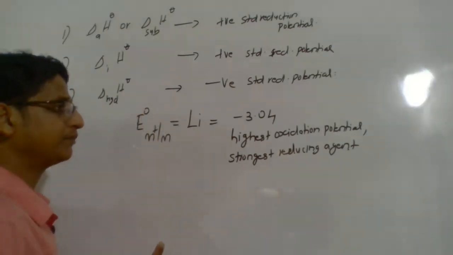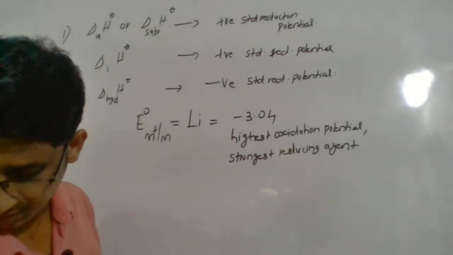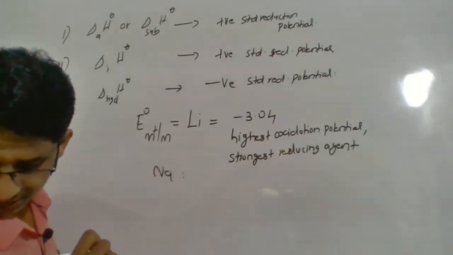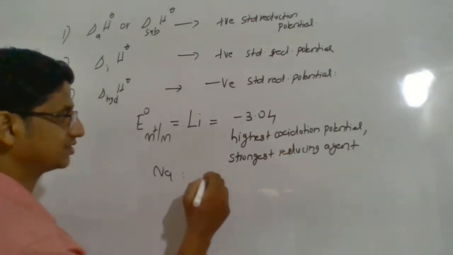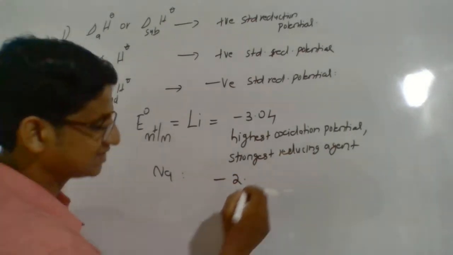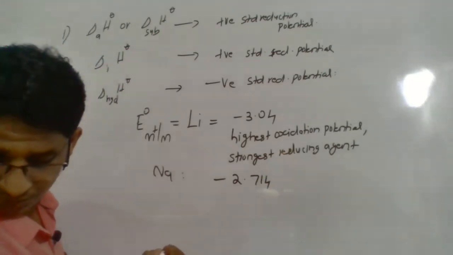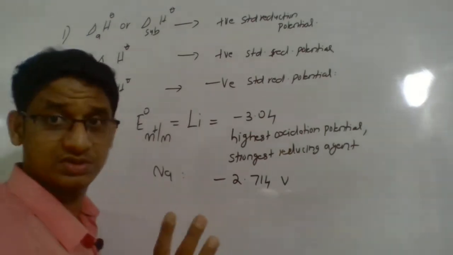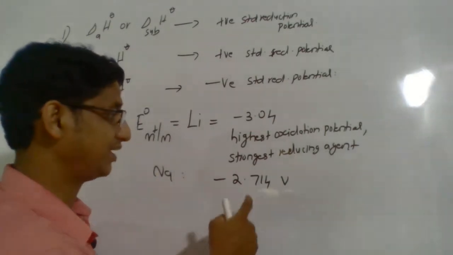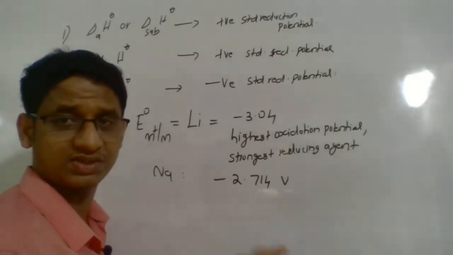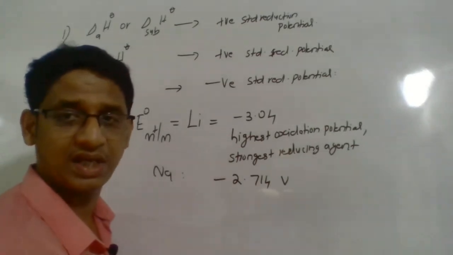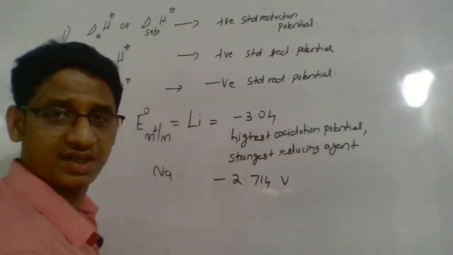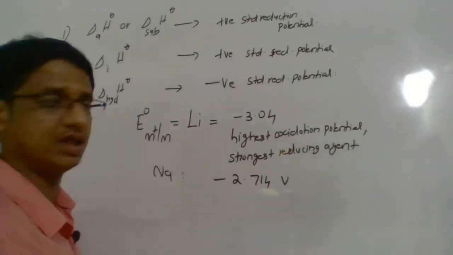If you talk about standard reduction potential value among alkali metals, interestingly you can observe sodium having the least value. It is now minus 2.714 volt, which means if you compare among alkali metals, this is only for alkali metals, because minus value suggests they have a high tendency to oxidation, and sodium we know is highly reactive because it has a high tendency to oxidation.